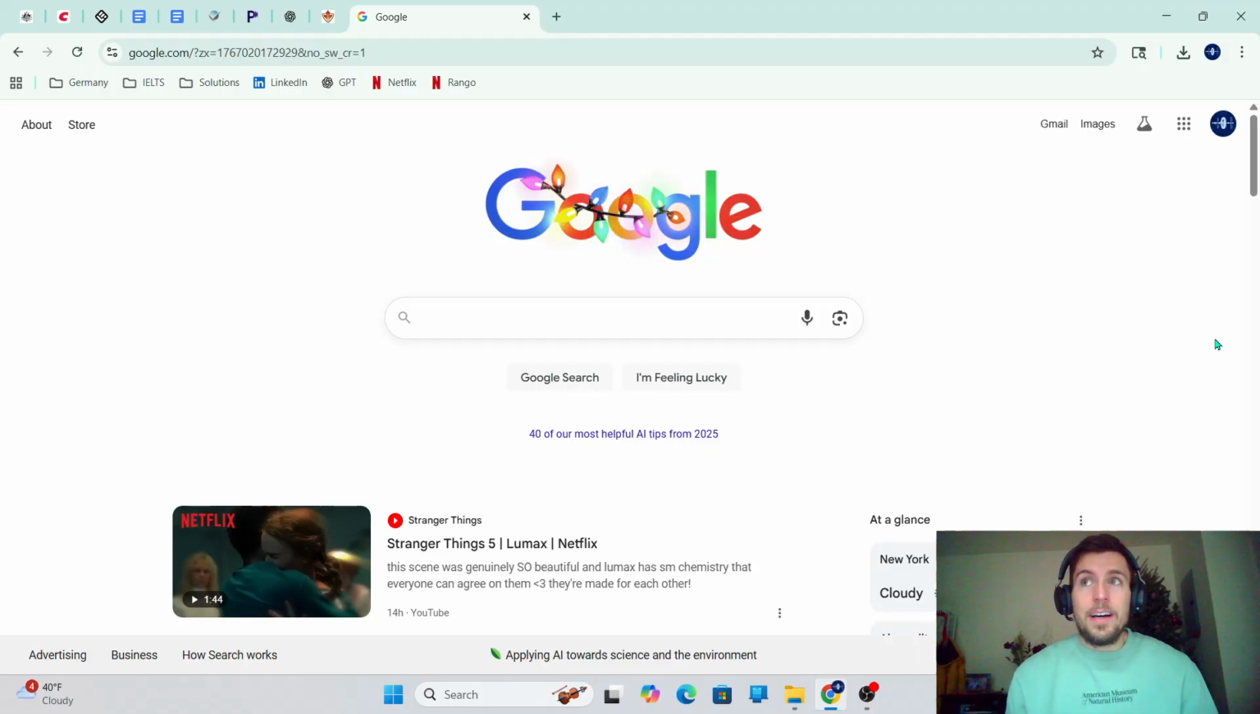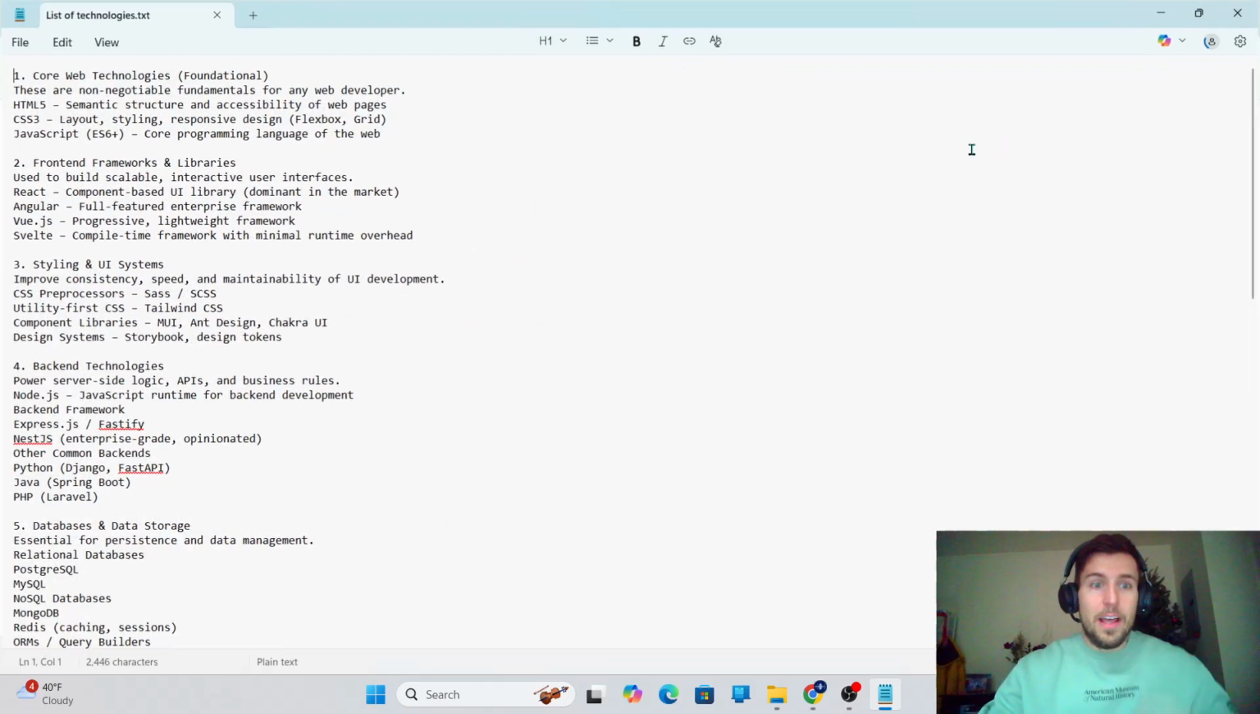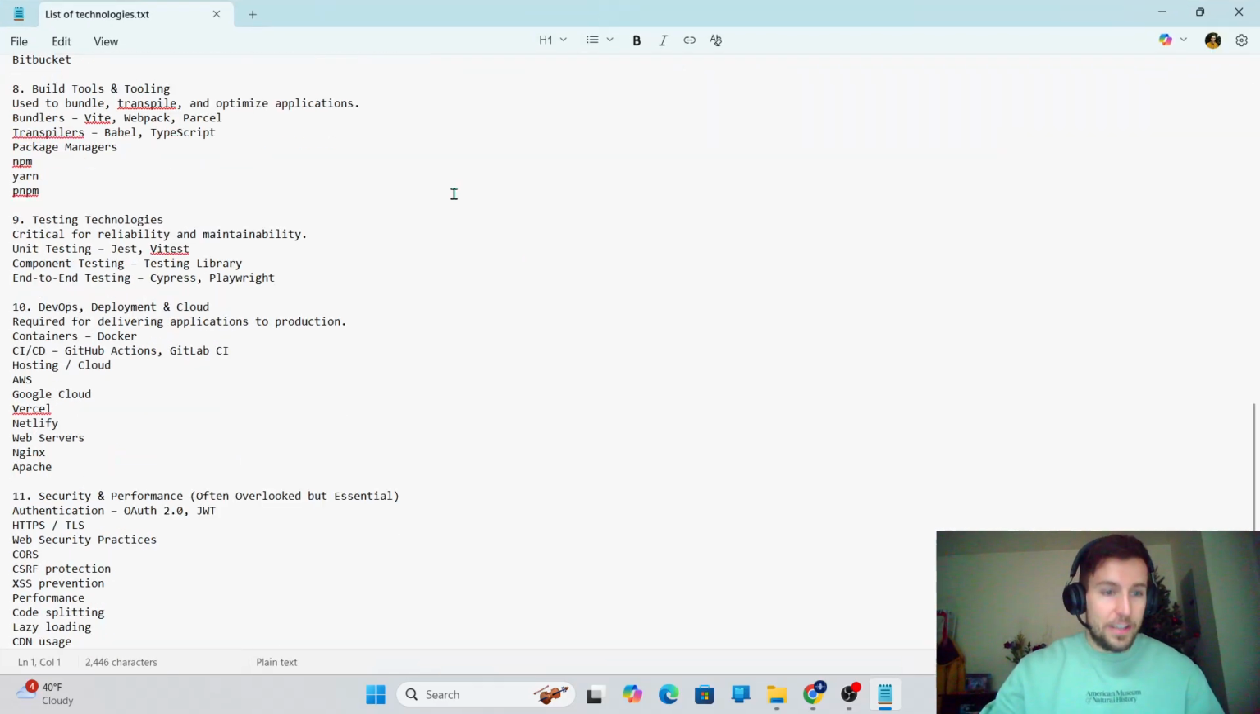So I asked ChatGPT and I wanted to assess how it would cope with the task of providing me with the most essential technologies. And honestly, I was shocked because the chat provided me with so many technologies, it was a jaw-dropping experience for me. Look, I saved these technologies in Notepad, and actually, the chat provided me with 11 categories.